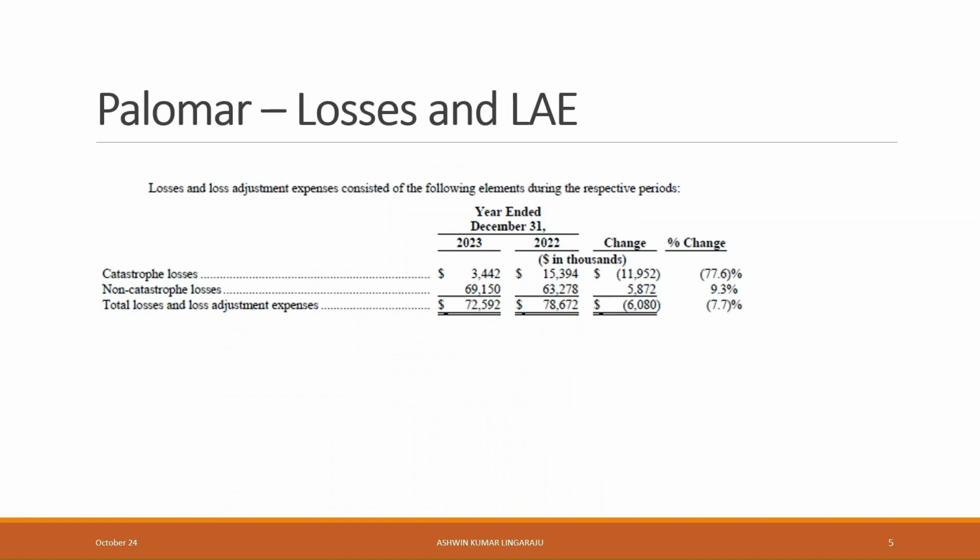When I went through the 2023 annual report, I found a few sections that contribute to the reserves, and this is one such section. The losses and loss adjustment expenses consist of the below elements. One is catastrophe loss and the other is non-catastrophe loss. The two combined give us a value of 72,592, that is in thousands, in December 2023.